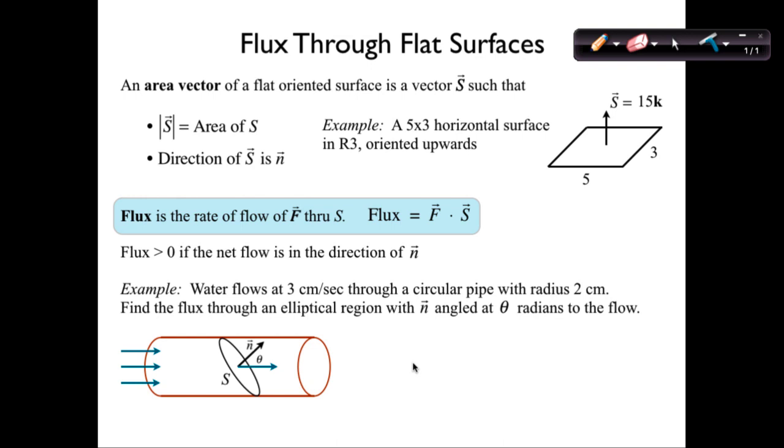Does the setup make sense? Does the problem make sense? Okay, so we're asking what is the flux of F, or of this flow, through S? Flux is F dot S.